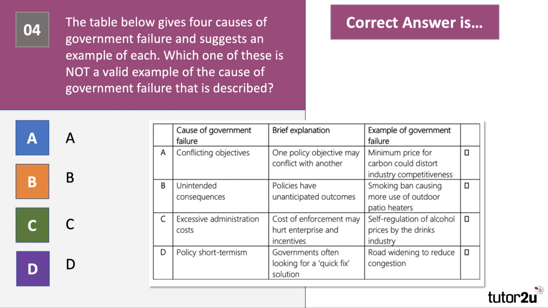And the correct answer to 4 is C, excessive administration costs. The explanation is correct, but actually self-regulation of alcohol by the drinks industry of course is not intervention, so therefore won't be government failure. 2 questions to go.